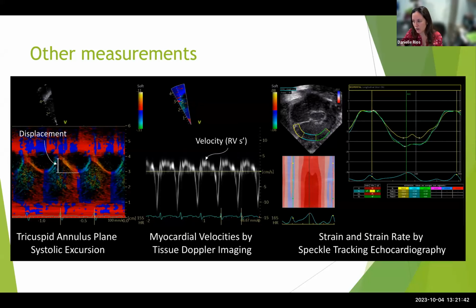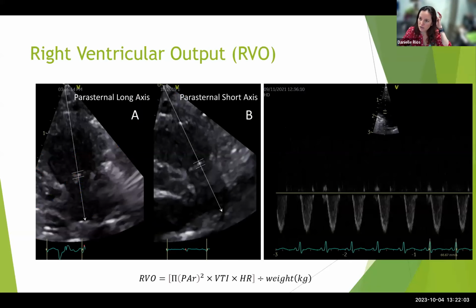So strain over on the right, strain and strain rate, are measures of deformation that may help describe the nature and the function of the cardiac tissue. Strain is more helpful for evaluating global function, whereas the TAPSE and the TDI are more looking at regional abnormalities.